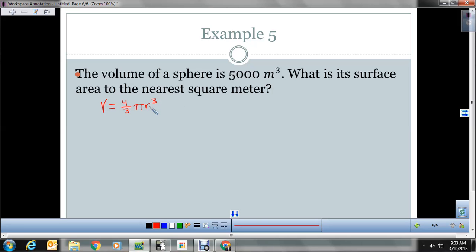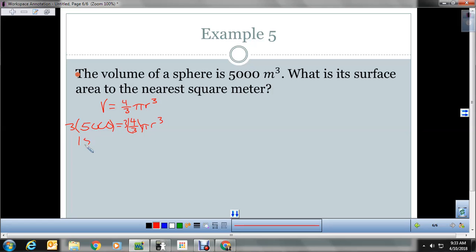Now, if I'm going to solve for r, the first thing I'm going to do is get rid of everything else and then take the cube root of r cubed. So what I'm going to do is take 5,000 and plug it in for my volume. 5,000 is equal to 4/3 pi r cubed. Now, first thing we do is get rid of the 3. Get rid of the 3 by multiplying both sides by 3.